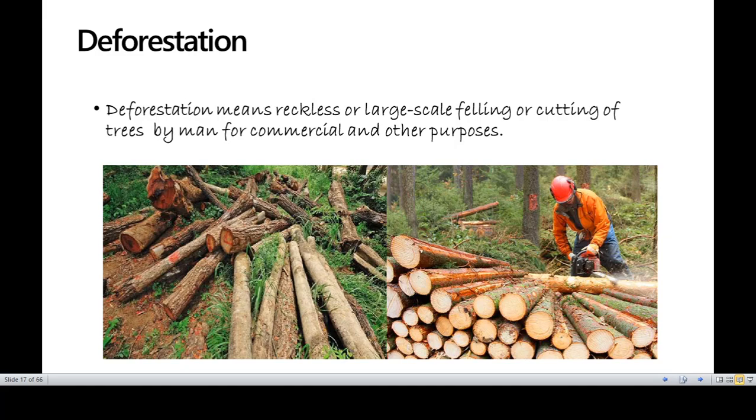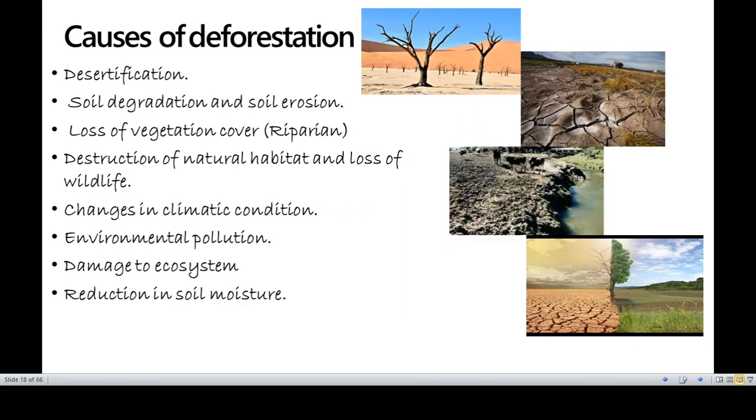So it all happens just because of one plant, and if you don't cut that plant it will of course help you to regrow. So that is something about deforestation. You should always also keep in mind when we talk about deforestation from the point of view of India.